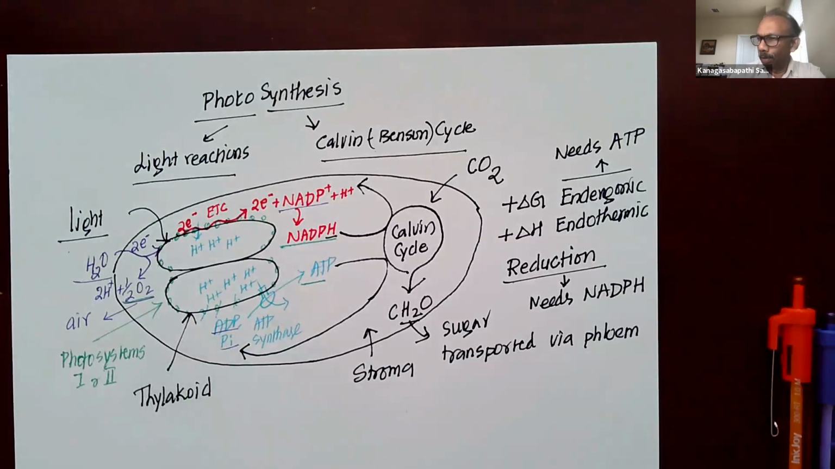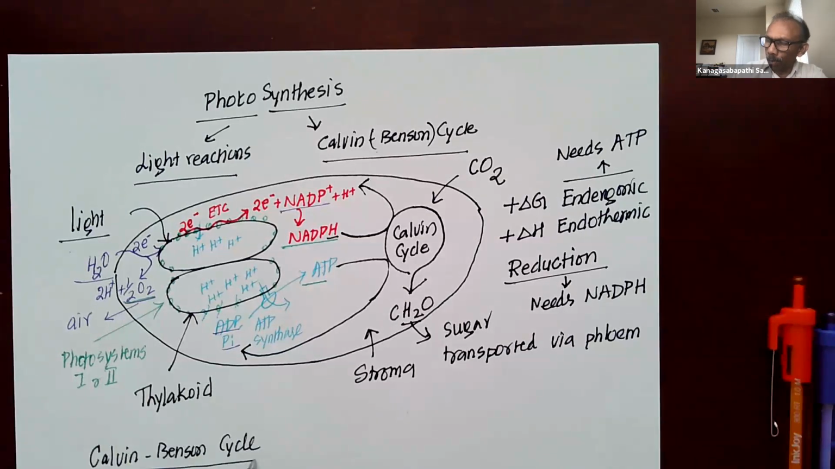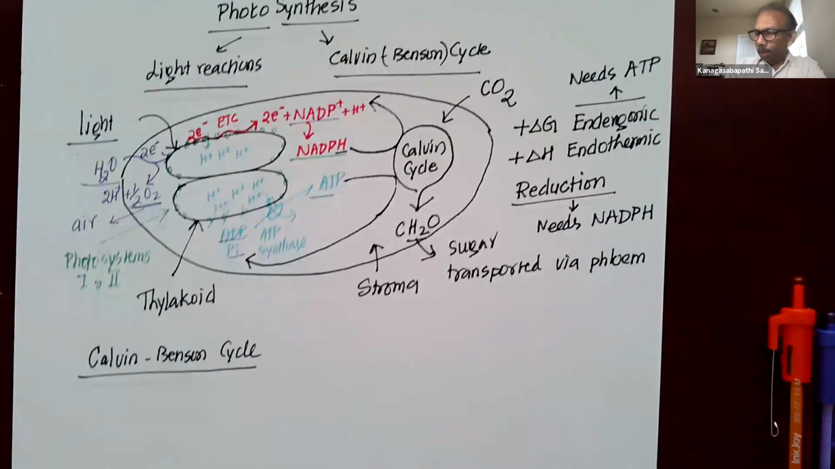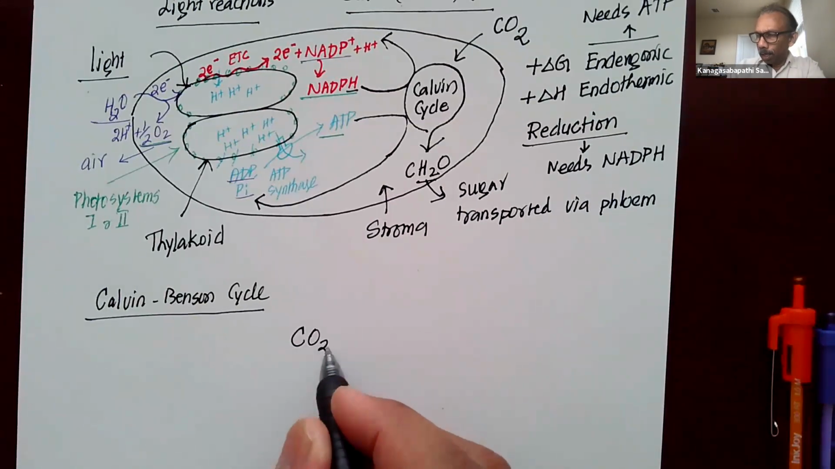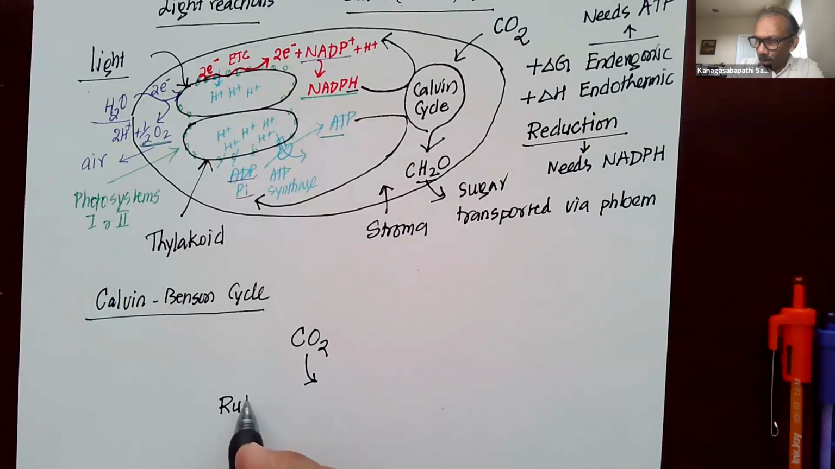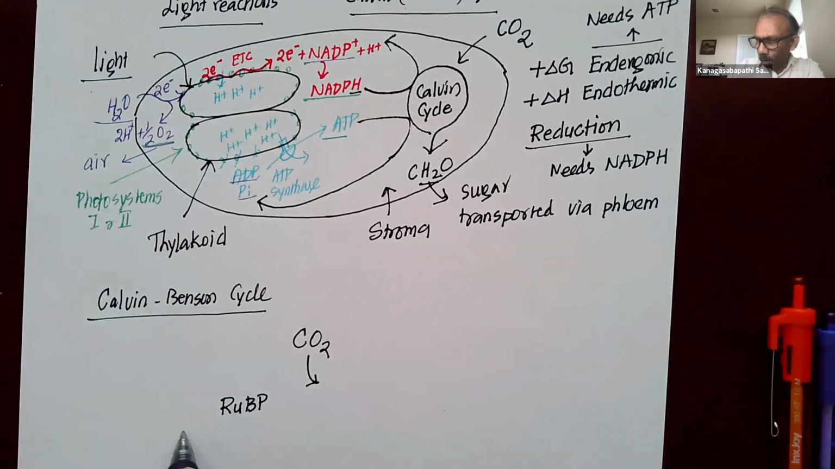So let's go to the actual process of the Calvin cycle. I want to give credit to both people. That's why wherever possible, I will use the word Calvin-Benson cycle. Okay. So what happens here is this carbon dioxide comes in, and it's combined with the 5-carbon molecule called ribulose bisphosphate.